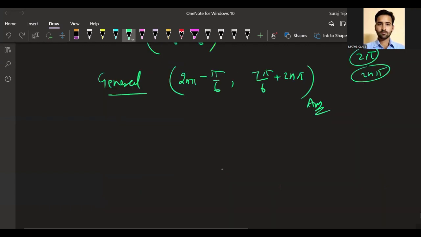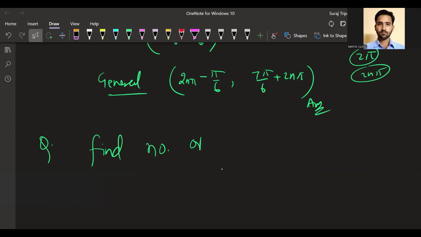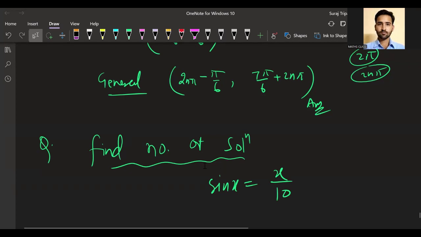Now next question. Find number of solution. Find number of solution for sin x equals to x by 10. Right? Tirumalai, any doubt?